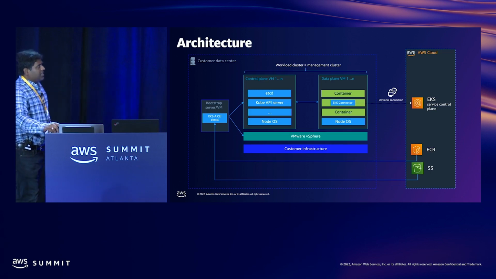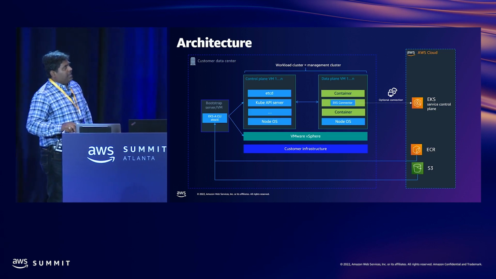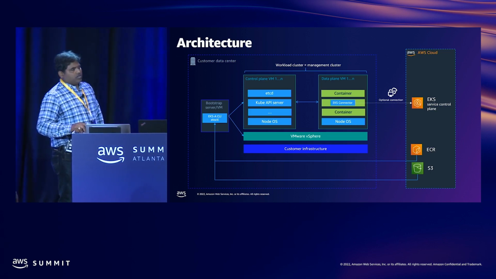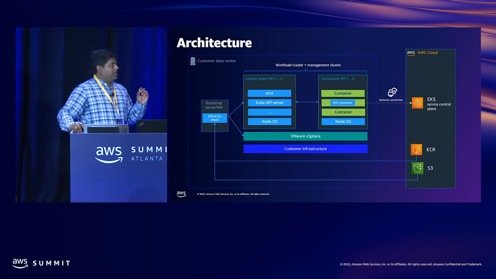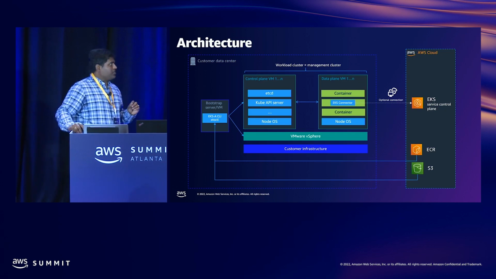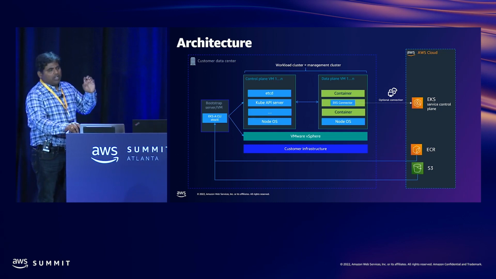So using the EKS Cuttle CLI, you are bootstrapping a cluster, which we call a management cluster, using the CAPI interfaces. Essentially, that bootstrap cluster is going to generate the actual workload cluster, which you would be configuring to run your workloads on.